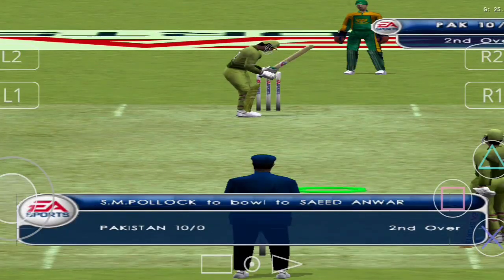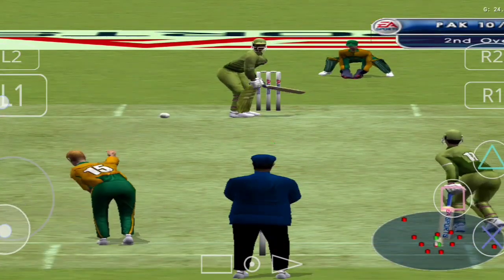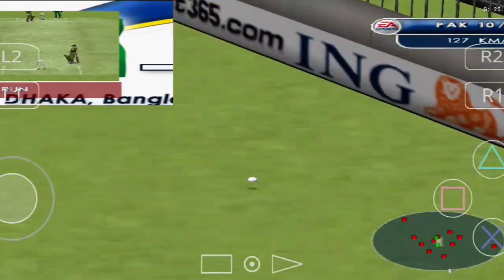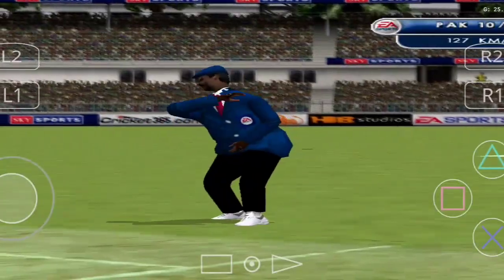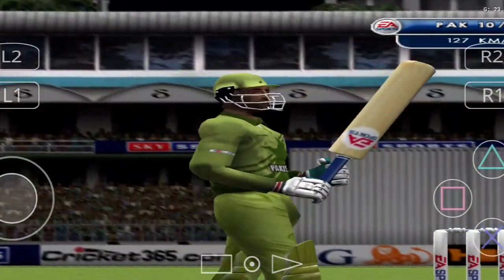Pollock to begin a new spell. The run rate stands at just under 10 an over. Looks in good form out there. He picked that up nicely, and it's got him 4. They have 9 overs to get 90.